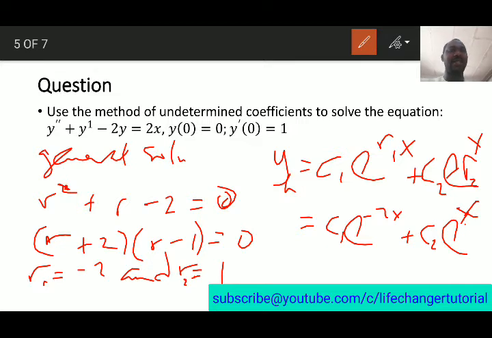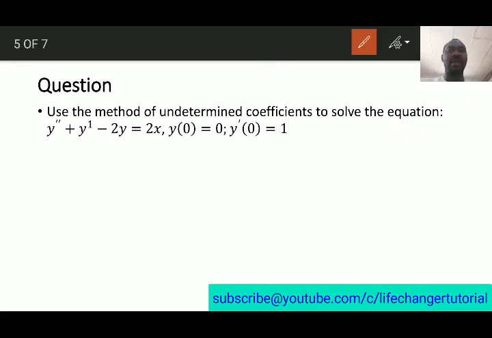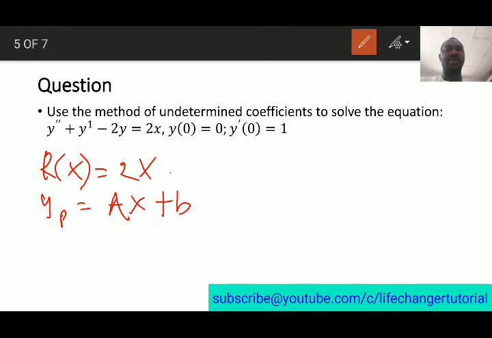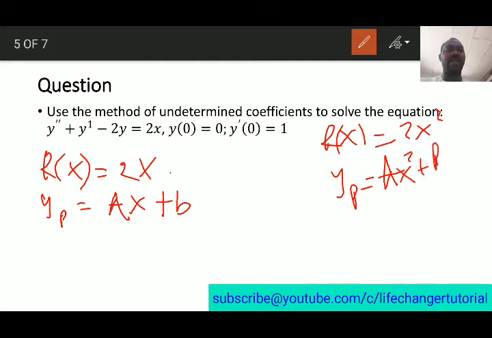Okay, so now the next is the particular solution. How do we go about the particular solution? Now, since your r(x) is equal to 2x, it means that the particular solution yp is going to be equal to ax plus b. Now, assuming your r(x) was 2x squared, it means that your yp now is going to be ax squared plus bx plus c, and so on and so forth. The same thing when it is cubic. So that is how to go about that. So let me rub here off quickly.